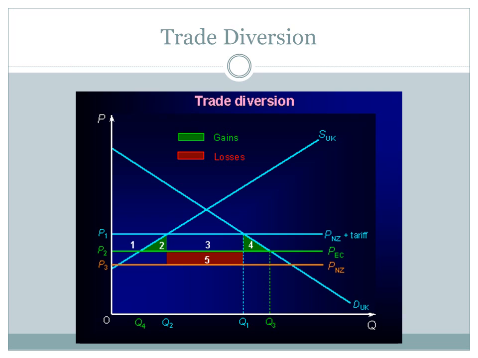When you look up the trade diversion argument, you'll find that if there's trade diversion, it is allocatively less efficient to become part of a customs union if you find that area 5 on your diagram is greater than area 2 and 4.